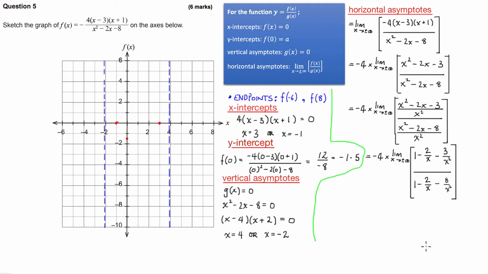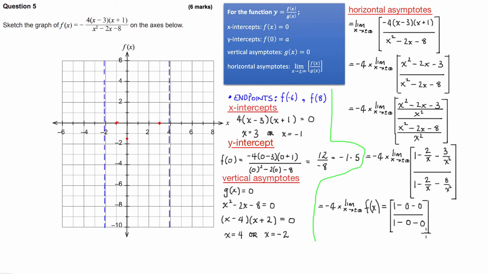Now from here, guys, we can actually evaluate the limits. So we're going to have negative 4 times the limit as x approaches positive or negative infinity of f of x is going to be equal to, well, when x approaches positive infinity, we've still got this 1 here, minus 2 divided by infinity, which goes to 0. And 3 over infinity is also going to tend towards 0, divided by, and then we have 1 in the denominator, and similar to the top, minus 2 over infinity is going to tend towards 0, and 8 over infinity is also going to tend towards 0.